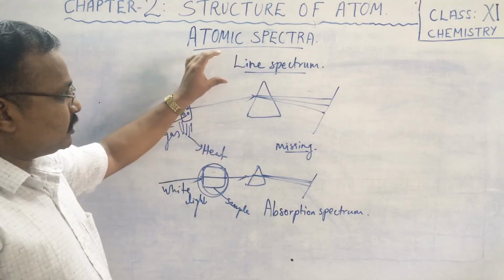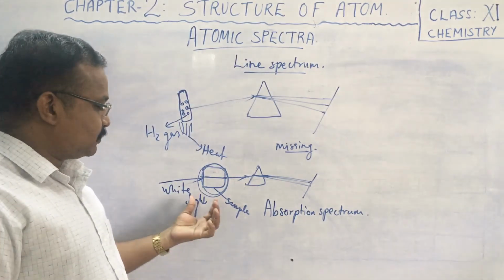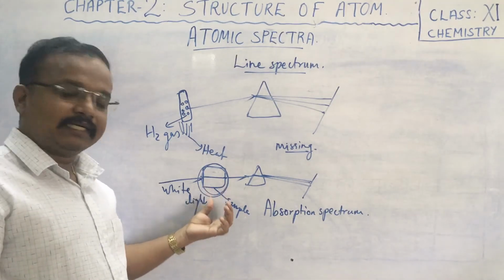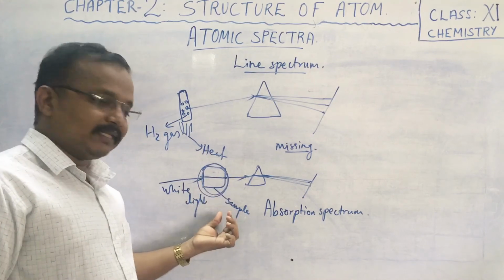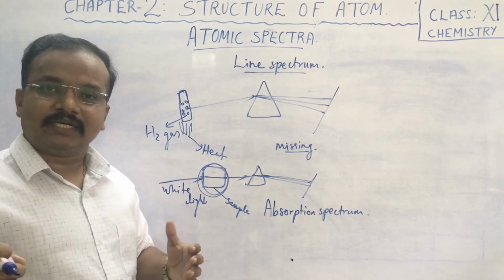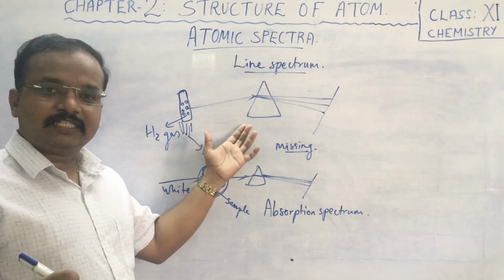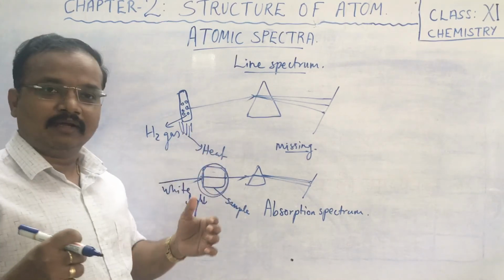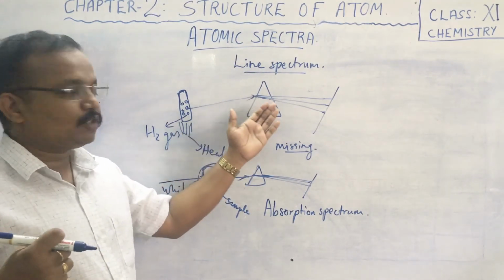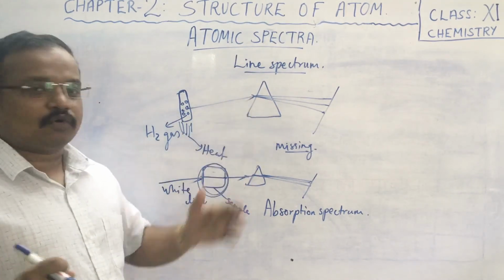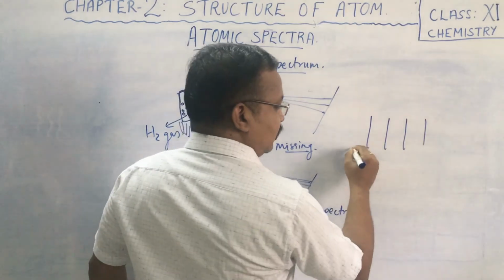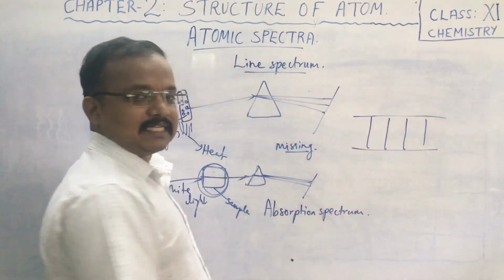So children, the main difference between line spectra and absorption spectra is this: in absorption spectra, we pass white light through a sample, certain particular wavelengths are absorbed by the sample, and the emerging light produces a particular spectrum that we call absorption spectra. And line spectra are produced when a particular gas is heated. The excited particles emit light which is passed through the prism, and the spectrum of colors contains particular wavelengths in which dark bands are seen.